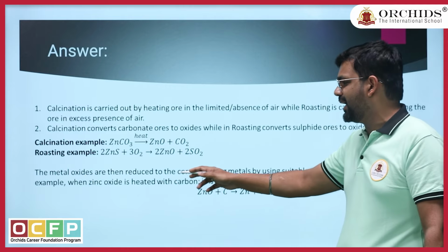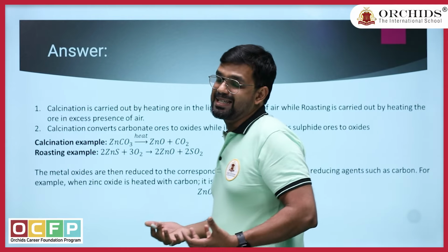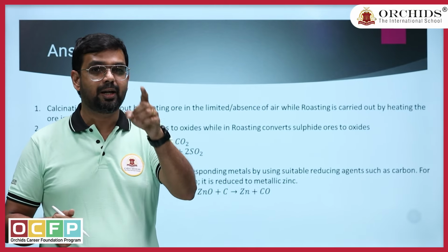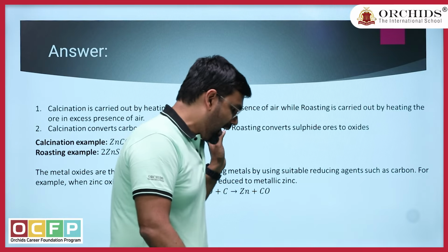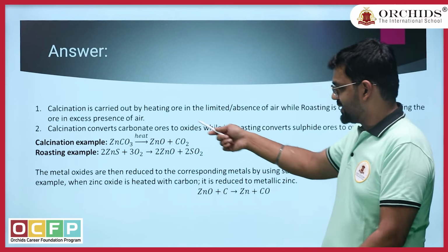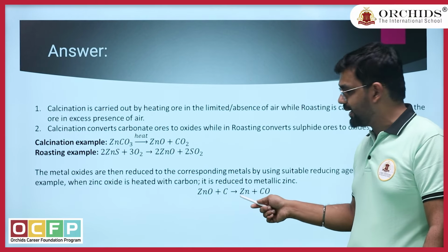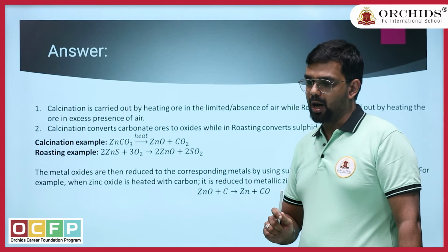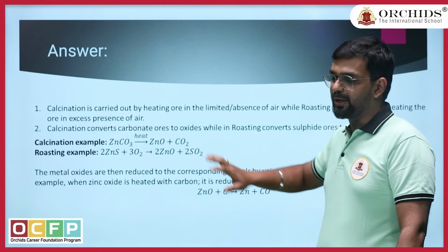The metal oxides are then reduced to the corresponding metals by using suitable reducing agents. What is the best reducing agent which we have discussed already? Always remember, it is carbon followed by hydrogen. For this example, I have taken zinc oxide because I am using the same example here. So when zinc oxide reacts with carbon, what does it form? It forms zinc metal and liberates carbon monoxide gas. So this entirely covers the 3 marks required for this particular question.